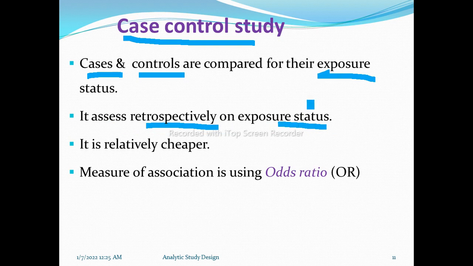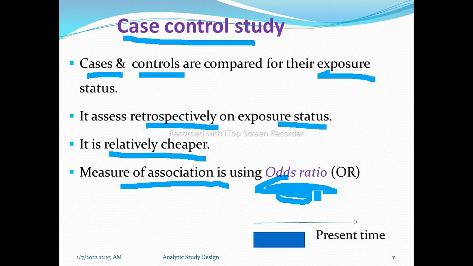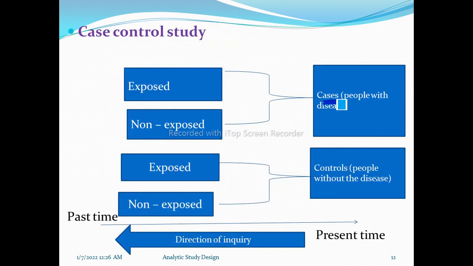So at present time, the investigator will select cases and controls, and will go back respectively to assess exposure status. It is relatively cheaper, and the measure of association is odds ratio. So this is cases. Cases means people with disease or people with the outcome of interest. So we will look back in time to see whether these cases are exposed or non-exposed. And we will also have controls, people without disease, free of disease. So we will compare exposed and non-exposed.